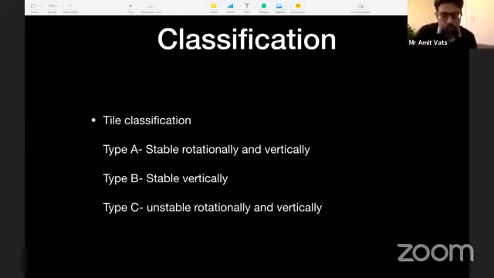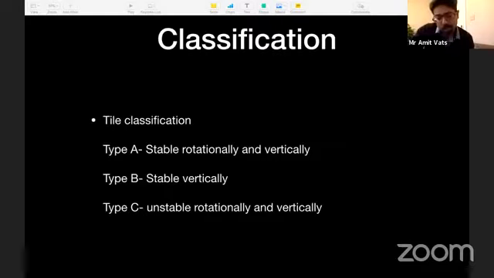Okay, talking about pelvic fractures, there are multiple classifications. I'm going to discuss two here. The first one is the Tile classification, which is essentially to assess whether the fracture is stable or unstable. Type A is stable both rotationally and vertically.